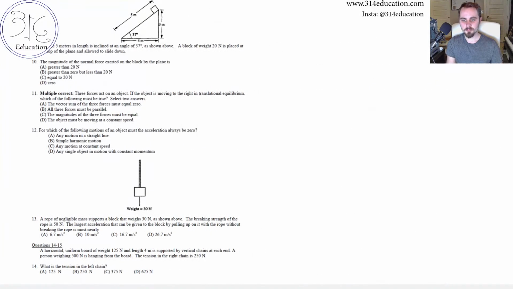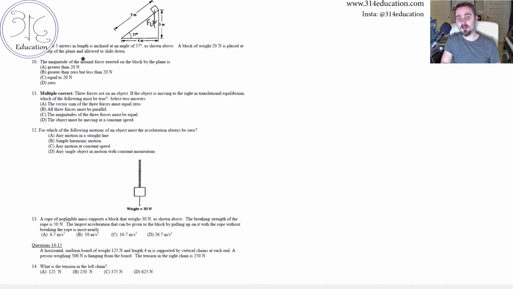Cool. Moving right along, we've got another inclined plane problem. It's a 3, 4, 5 triangle. Look at that. 3 squared plus 4 squared equals 5 squared. You can try that one out in your head. We've got a block with weight 20 newtons is placed at the top of the plane and allowed to slide down. And so that means we have a force pulling straight down this way. This is our weight, but I'm still going to use it as Fg because I'm stubborn like that.